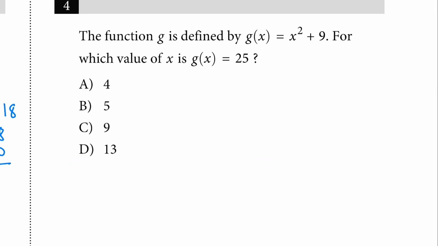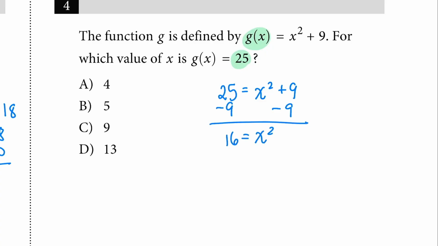The function g is defined by g of x equals x squared plus 9, and for which value of x is g of x equal to 25? So here we're going to replace g of x with 25 and then solve for x. Okay, so now we are going to subtract 9 from both sides. That's going to be 16 equal x squared, where we're just going to take the square root of both sides and get x equals 4.